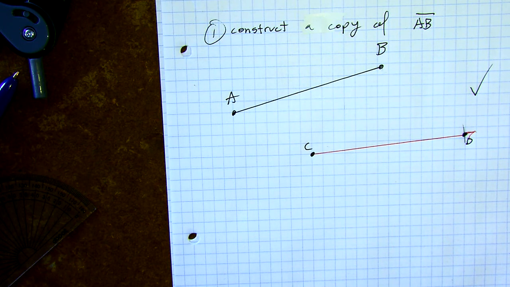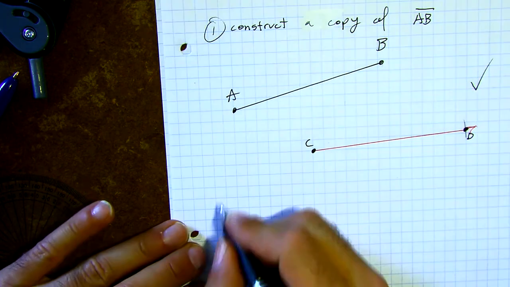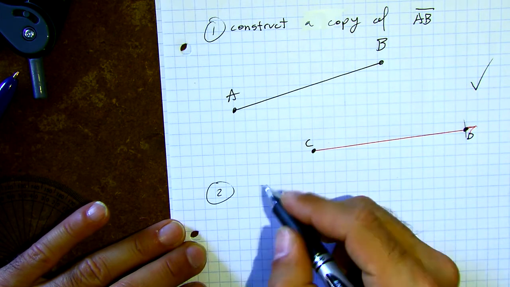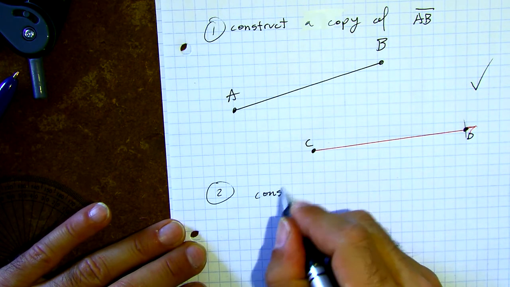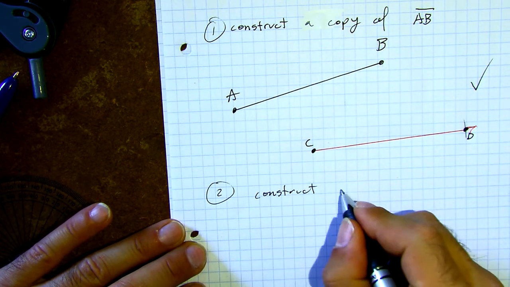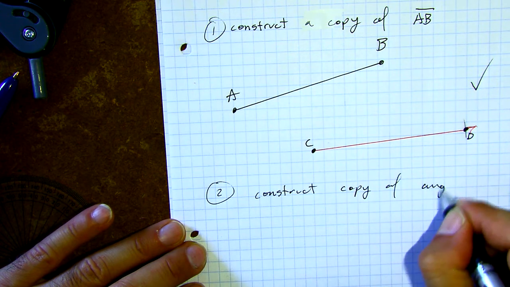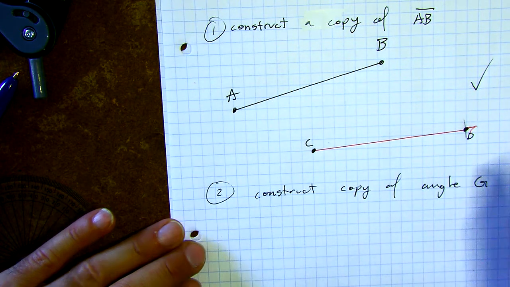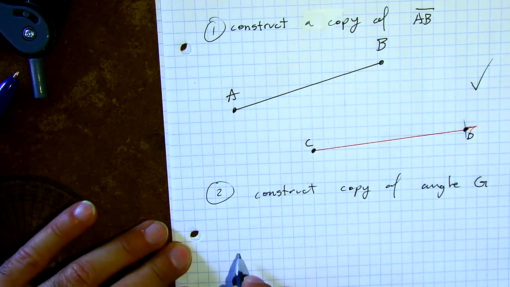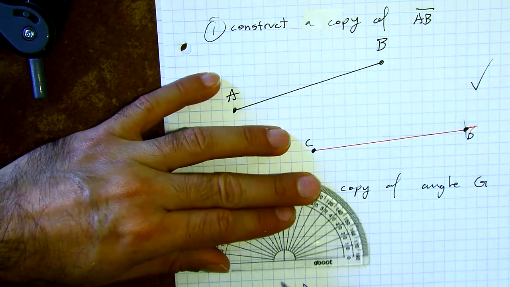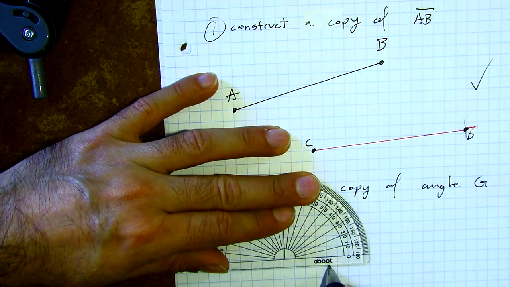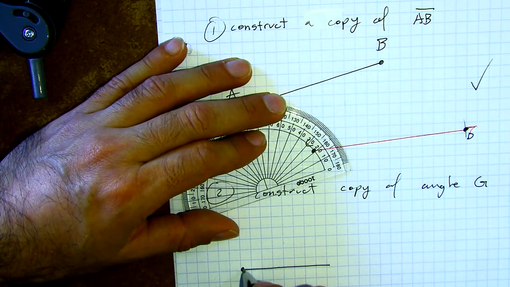All right. And then how about this? For 2, we're going to construct a copy of, we'll call it angle G. And I want everybody to make a different angle G. So just start by making the bottom ray. We'll call this G right here.